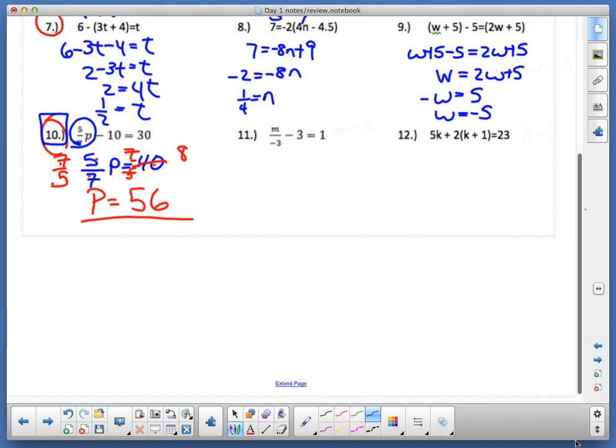In problem 11, I'm going to add 3 to both sides. And now I'll multiply by a negative 3. And I get m is equal to negative 12.